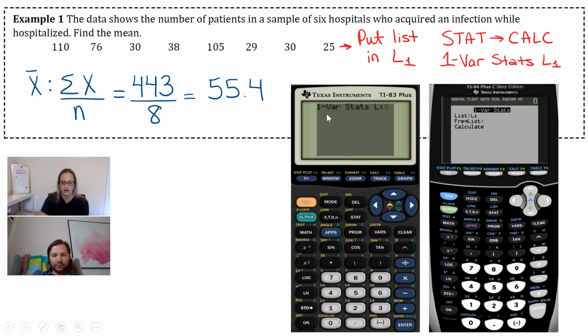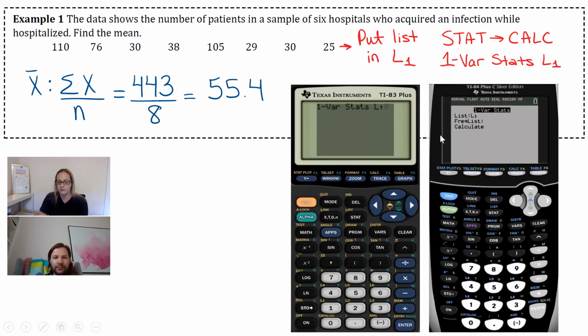So if you have the 83 model, it's going to put 1-Var Stats up on your home screen, and then you have to tell it what list to use. So once it pops up 1-Var Stats, then you're going to click second and then the 1, and that's going to type in L1 there. So second 1, and then press enter, and you should get the 55.4 number.